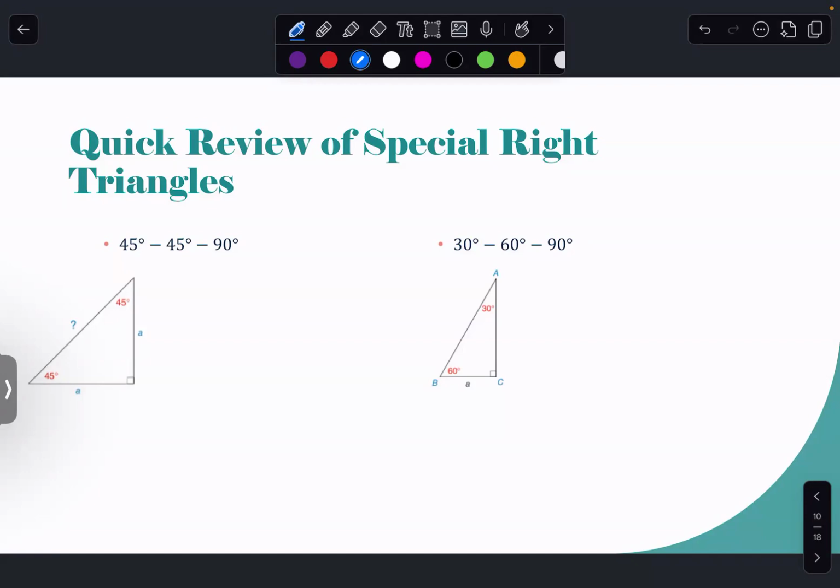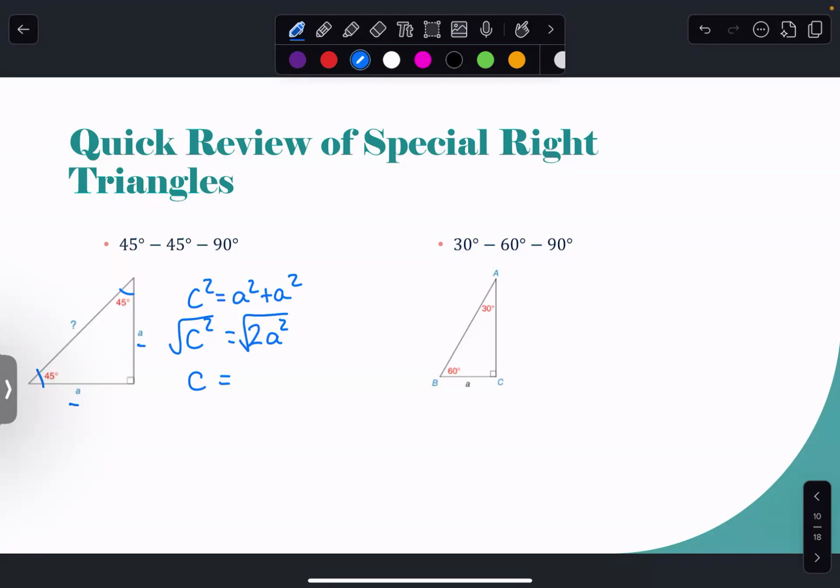They'll always have the same relationship. Since these two angles are the same, those two sides will be equal. So A and A. What if I was trying to find the hypotenuse? Well, I'll quickly use the Pythagorean theorem, and instead of a squared plus b squared, I'll use a squared plus a squared since they're both the same. So this will give me 2a squared.